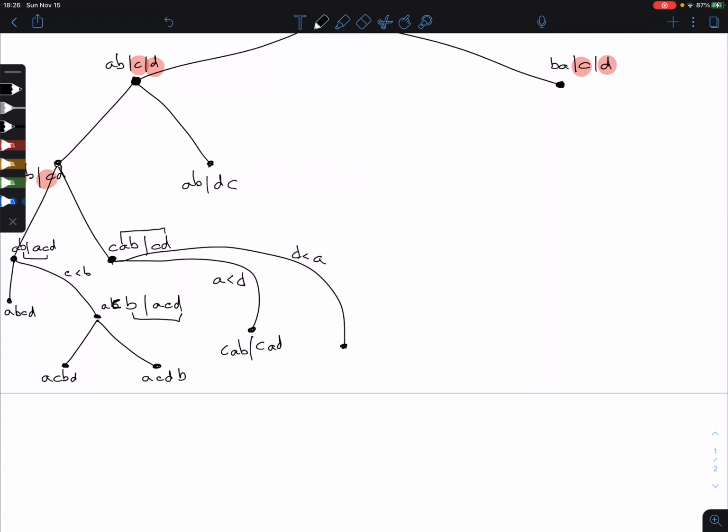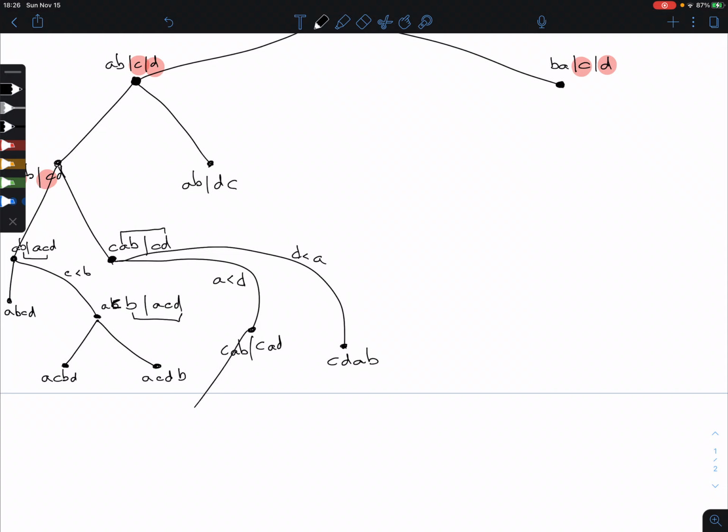Okay. Now, if D is less than A, let's see what that means. If D is less than A, that means that D has to come before A, but we know it has to come after A. So this means I actually know what the actual order is. This is the actual order.